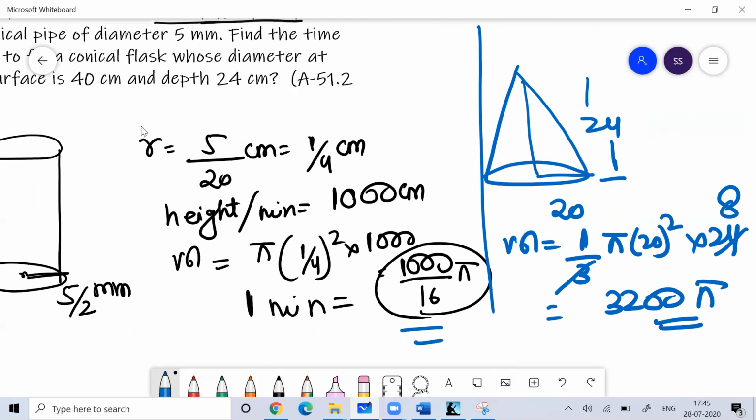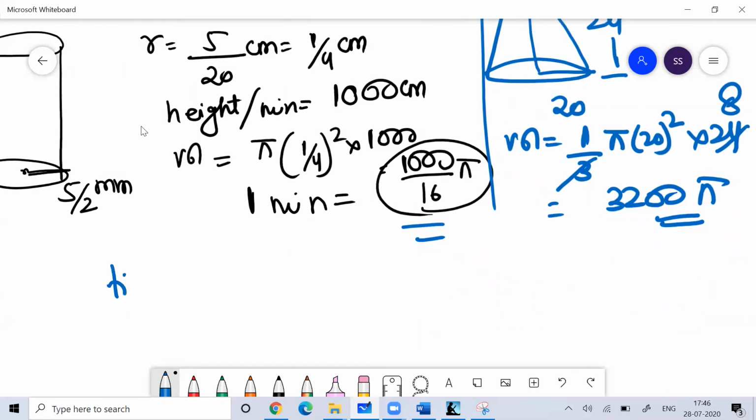So this pipe, when you talk about this cylindrical pipe through which I'm putting the water, in 1 minute it is filling 1000 pi by 16 centimeter cube. It is filling that much space while the volume of the cone is 3200. How much time will it take to do that?